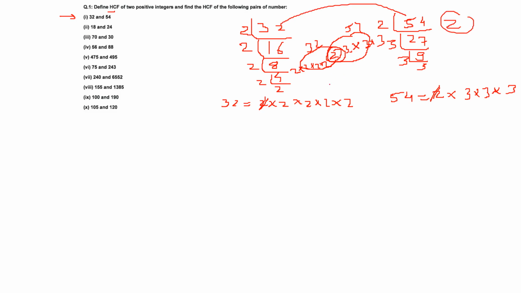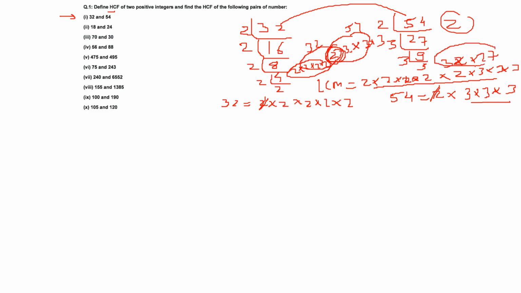And what will be the LCM? LCM will be all these numbers: 2 into 2 into 2 into 2, then the common one, that is 2, then the leftovers of 54 which were not common, that is 3 into 3 into 3. So you just have to multiply: 32 into 27 is the LCM. And HCF is 2. Now this HCF we are going to find throughout this exercise through the Euclid lemma.